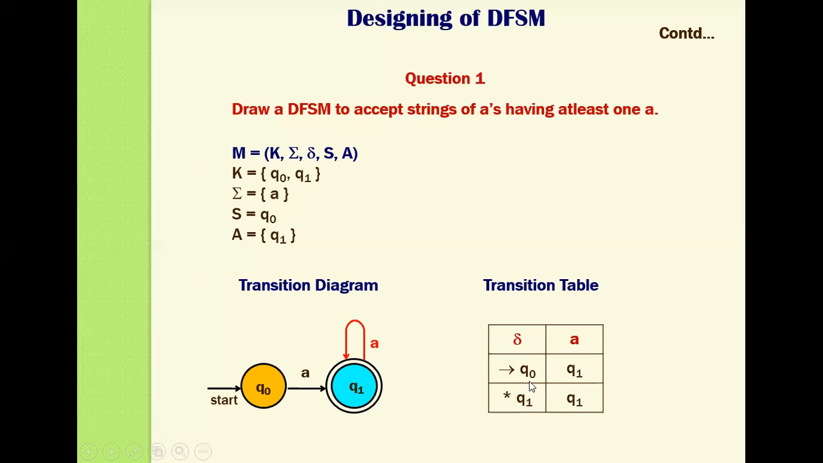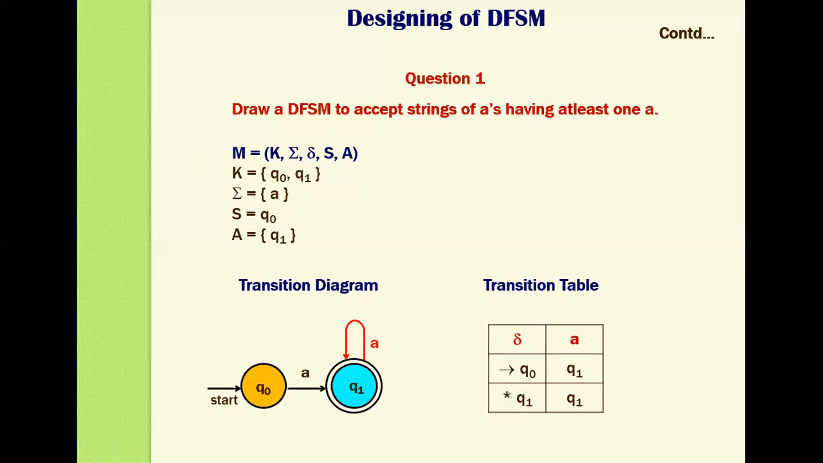Now let us check how the transitions are happening. What is Q naught upon A? It is reaching Q1. So Q naught upon A reaching Q1. What is Q1 upon A? It is still Q1 itself. So this will be your transition table.